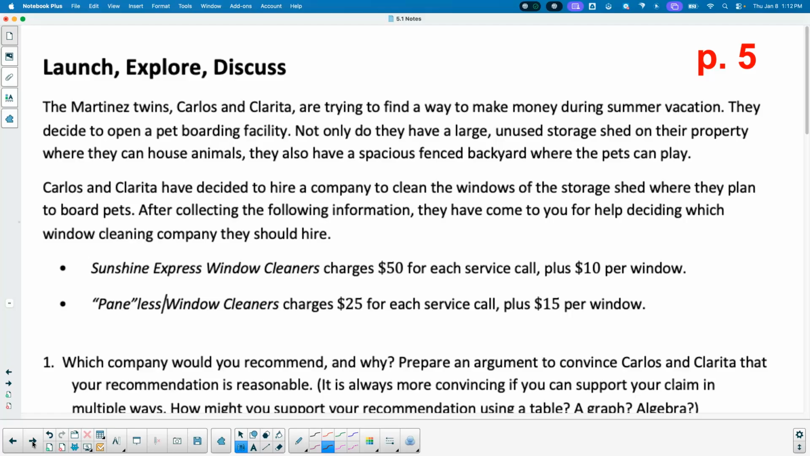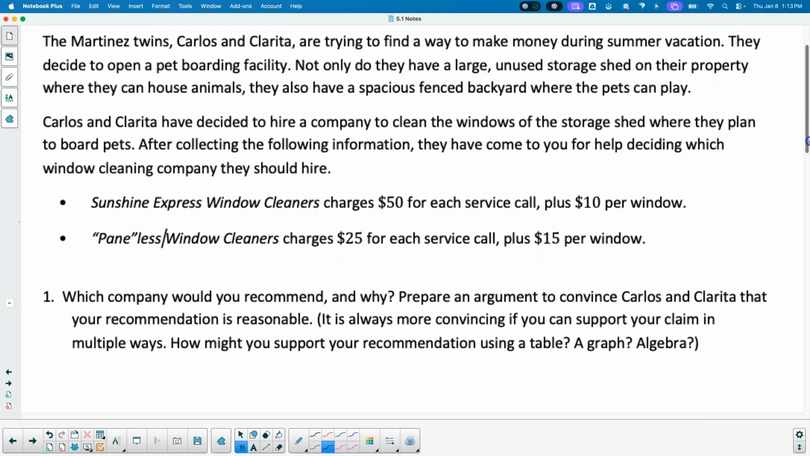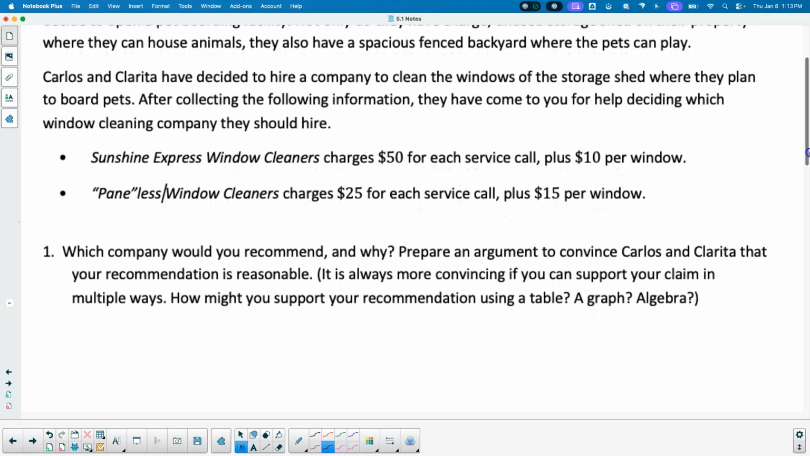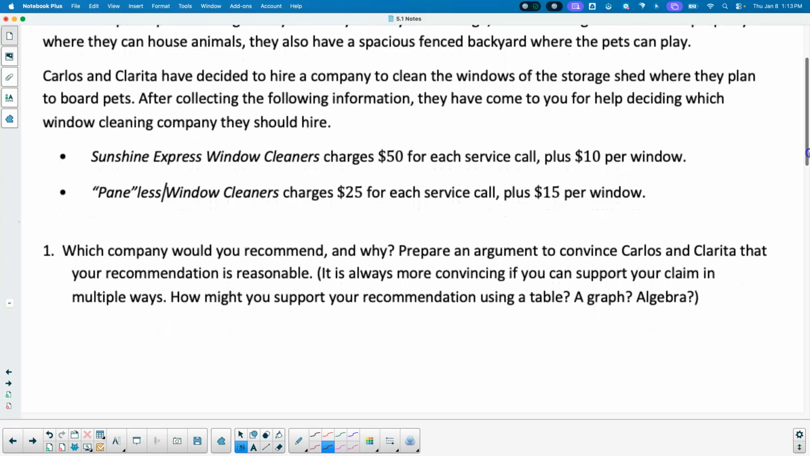So their two options are Sunshine Express Window Cleaners. They charge $50 to come out and then $10 per window. Okay? Painless Window Cleaners charges $25 to come out, but then they charge $15 per window. Okay? So the question number 1 says, which company would you recommend and why? Prepare an argument to convince them that your recommendation is reasonable. It's always more convincing if you can support your claim in multiple ways.